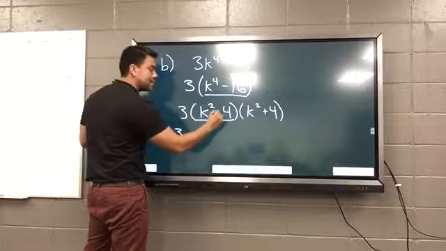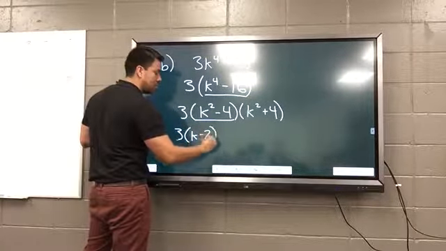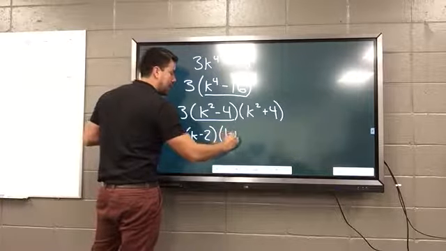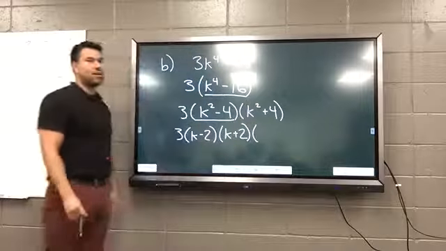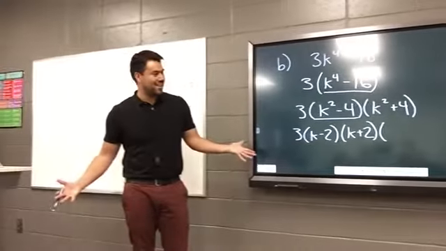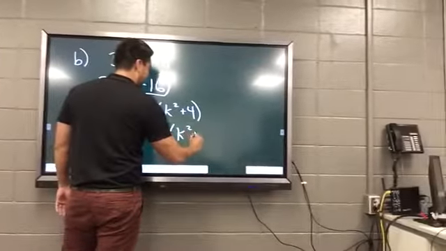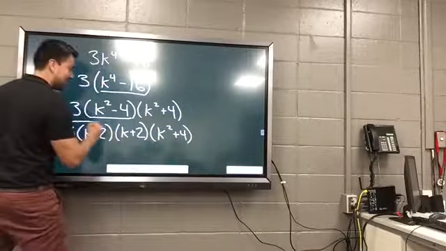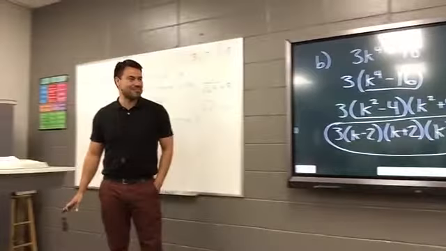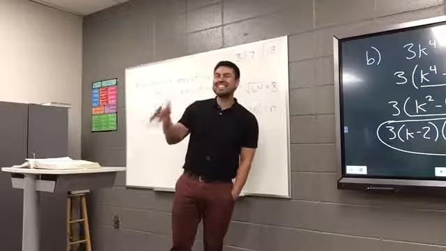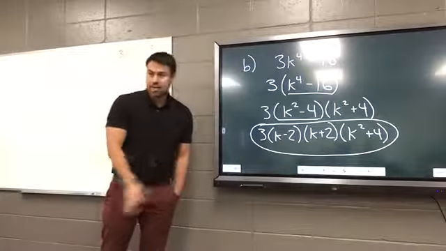So I'm going to break this into k minus 2 times k plus 2 times... can I break that down? No. Wait, what? Don't do it. Oh, it's not a difference of squares. That was a great catch, Hayes. Is it factored completely now?